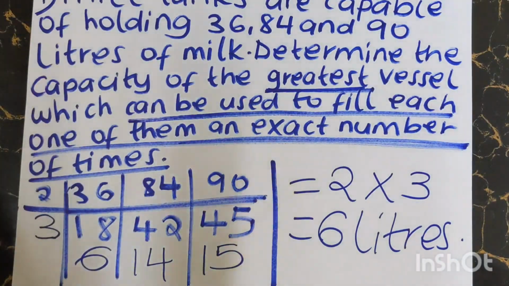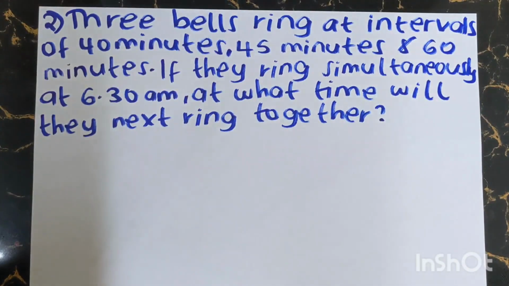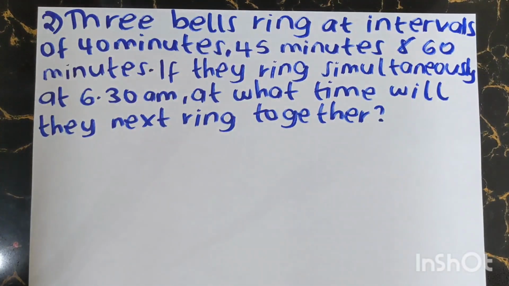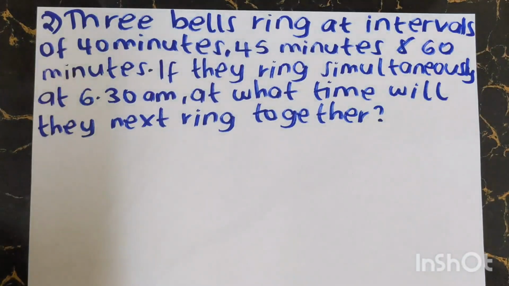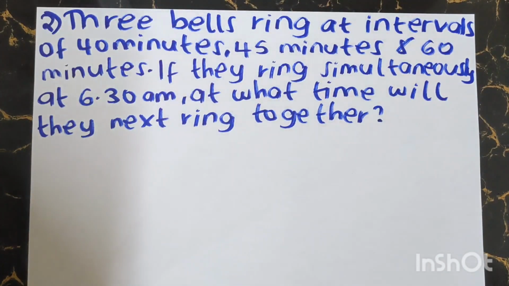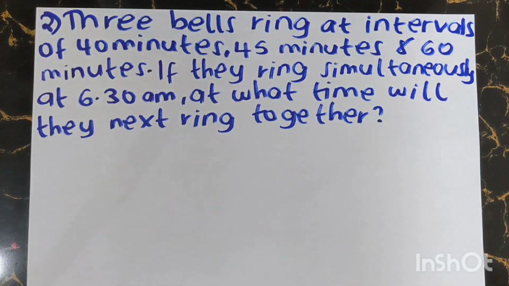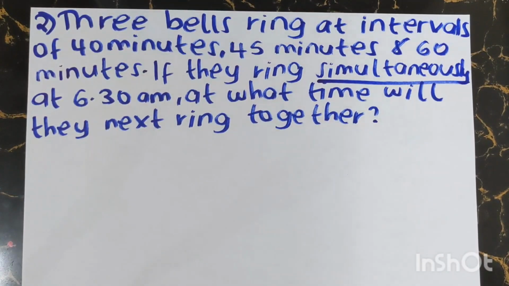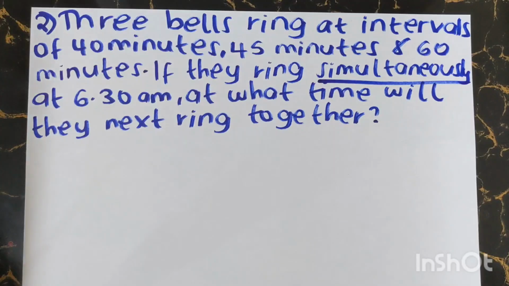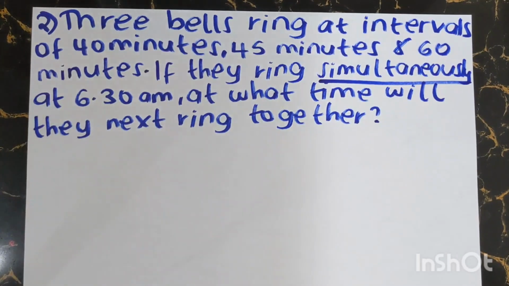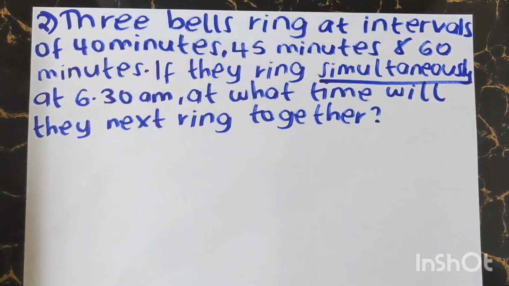Let's go through another example. 3 bells ring at intervals of 40 minutes, 45 minutes, and 60 minutes. If they ring simultaneously at 6:30 a.m., at what time will they next ring together? The keyword here is simultaneously. This shows that these bells ring at the same time, so we'll use LCM. For LCM, as opposed to GCD, we are not sharing things equally. Here we'll divide everything until we get 1 under all the numbers, okay?